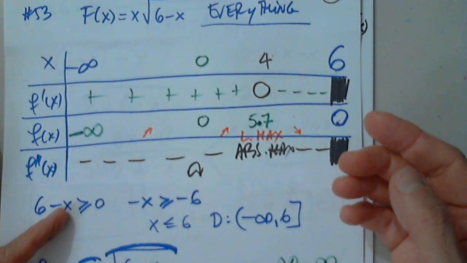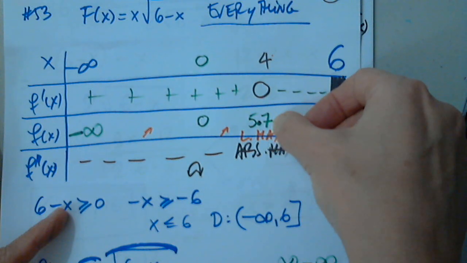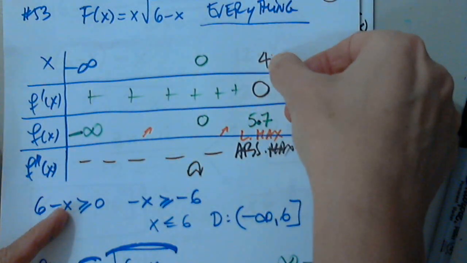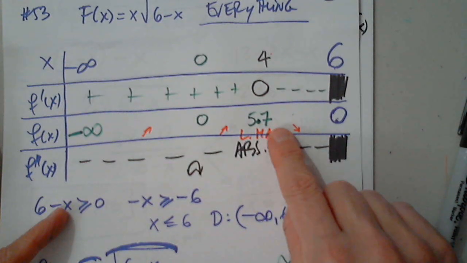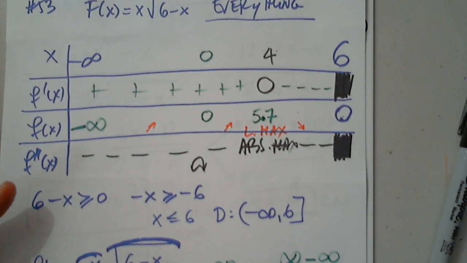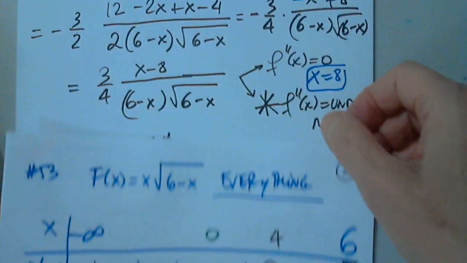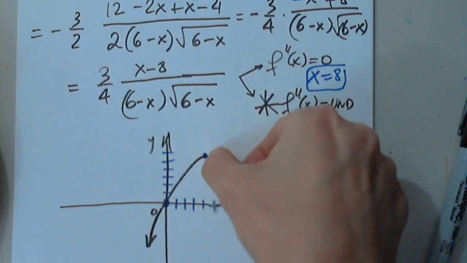They may ask you for the ordered pair. Then you will put 4, 5.7. But if they ask you where is the maximum, you have to say at x equals 4. If they ask you what is the maximum, then you have to say 5.7. Is that better? Yeah. Perfect. If they ask you for the ordered pair, you will say 4, 5.7.